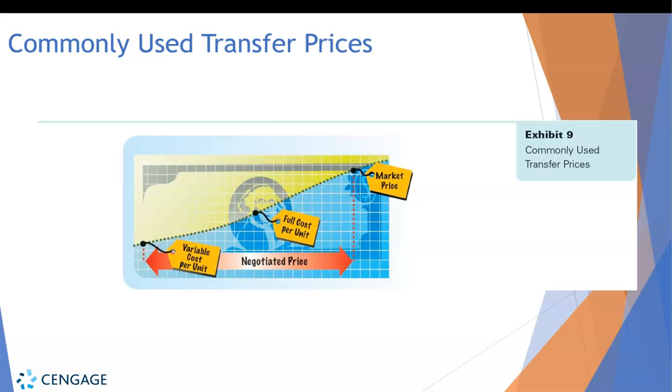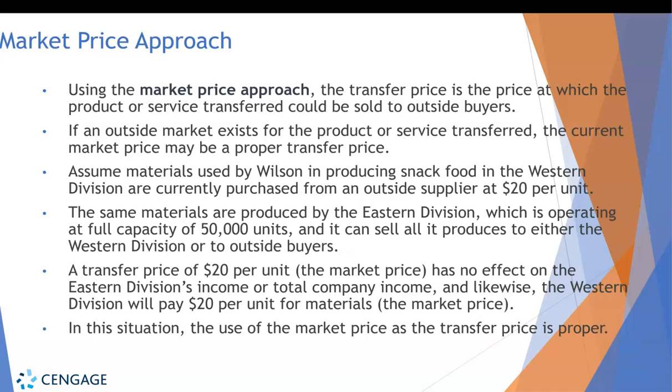So, in order to show how this plays out, we'll see the various possible ranges of transfer price. We can look at the market approach, the full cost approach, or a potential variable cost. When we use the market price approach, the transfer price is the price at which the product or service transferred could be sold to outside buyers. If an outside market exists for the product, then the current market price could be what you use.